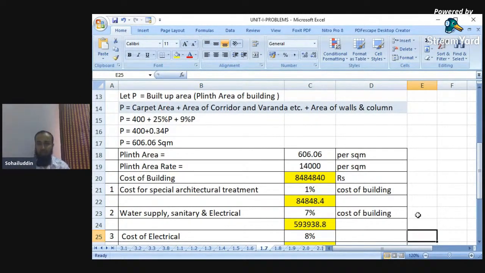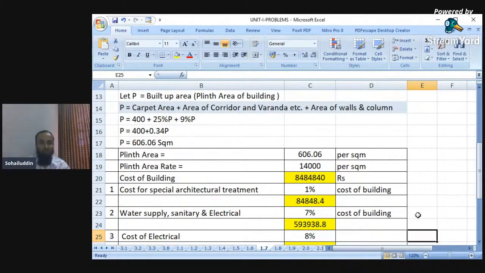If there are special tiles we are providing in exterior works, or suppose there are special architectural treatments in exterior walls, so 1% of cost is required, not so much amount is required for special architectural treatment. So 1% is required. So 1% of this is nothing but 84,848 rupees 40 paise. Next is water supply.